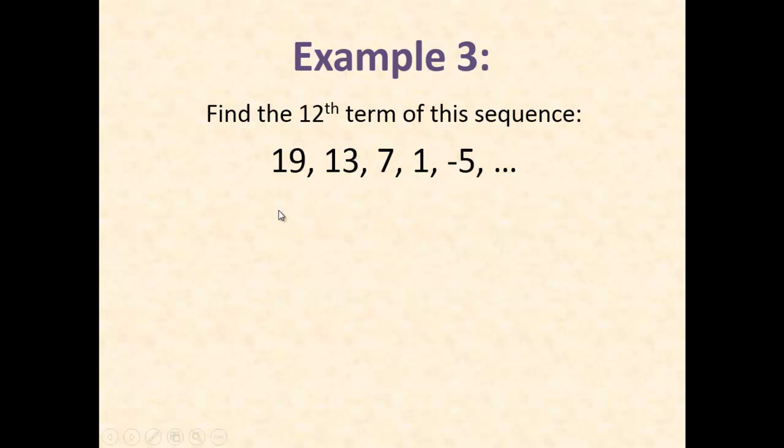Now, find the 12th term of the sequence. Just substitute into the formula with a1 is 19 and then the common difference is negative 6. So a12 is negative 47.